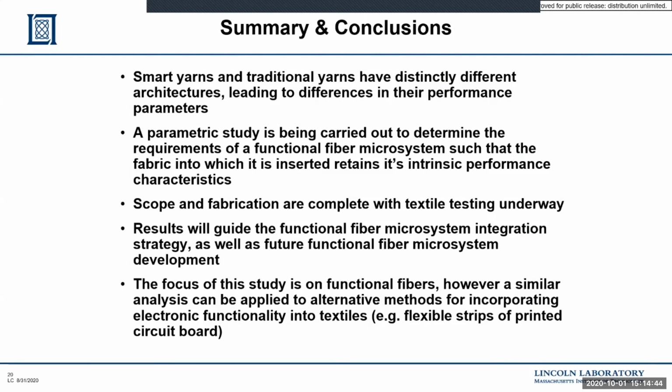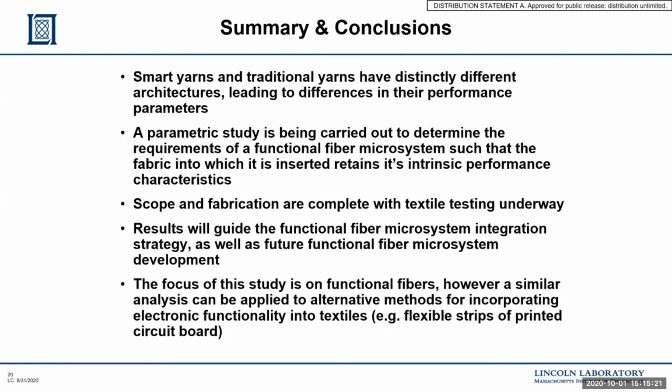So with that, I'll just draw some conclusions on where we're at with things. Smart yarns and traditional yarns have distinctly different architectures, leading to differences in their performance parameters. And our parametric study is really intended to quantitatively define those differences in performance and relate it back to the initial properties of the yarns and fabrics, such that we can provide a starting set of requirements for our smart yarn development. These requirements will define what a functional fiber microsystem needs in order to retain the host fabric's intrinsic performance properties. And it will not only guide functional fiber integration, but also future functional fiber development.